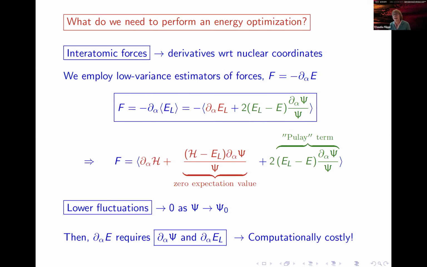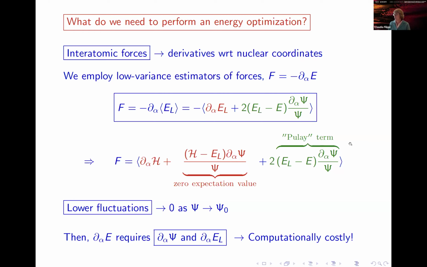Now, just to see why it's difficult for us, for instance, to compute interatomic forces, let's recall that the force is the derivative of the energy, and we are computing the energy by sampling the local energy. Now, if you do the math, what you will need to sample along your random walk will be the derivative of the local energy, and this term in green, which is the fluctuation of the local energy with respect to the average energy multiplied by the derivative of the wave function.